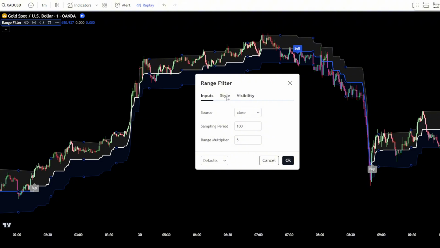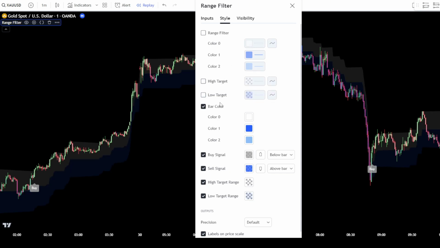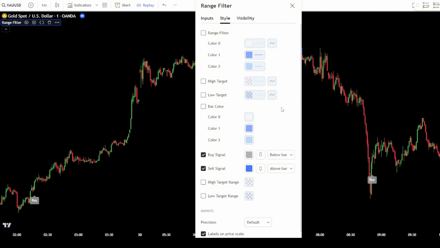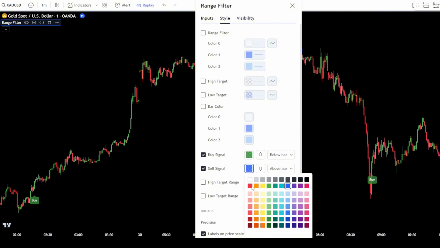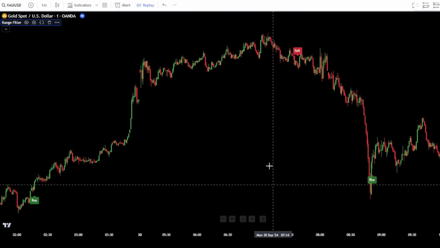Next, go to the Style tab. In the Style tab, uncheck all the options except for Buy Signal and Sell Signal. Then, customize the colors of the buy and sell signals to your liking. Once you're done, simply click OK to confirm the changes.